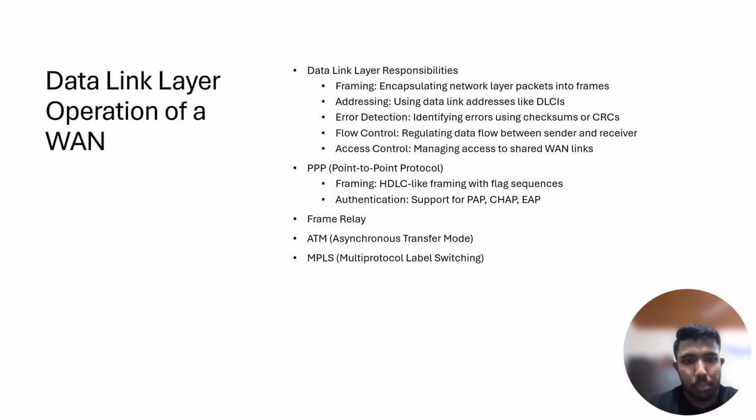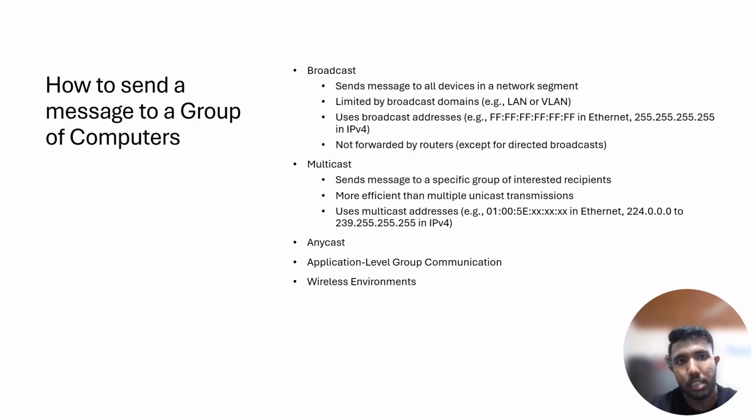In this slide, we'll discuss the data link layer operation of a wide area network. The data link layer in a wide area network ensures reliable connection through framing, addressing, error detection, flow control, and access control. Different wide area network technologies like point-to-point protocol, frame relay, ATM, and multi-protocol label switching implement these functions uniquely. We'll move on to the next slide.